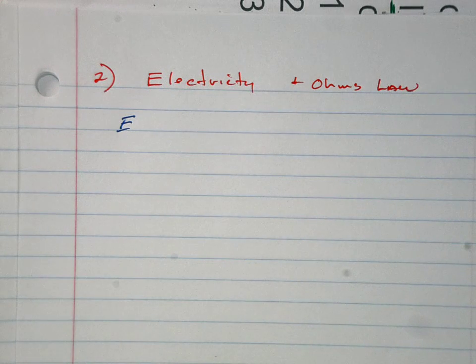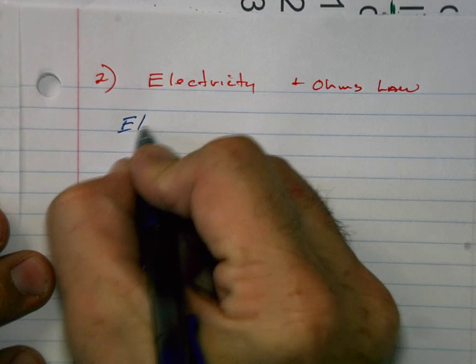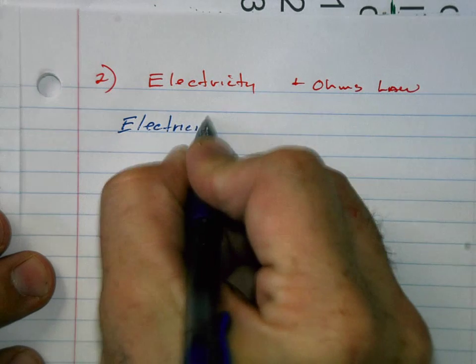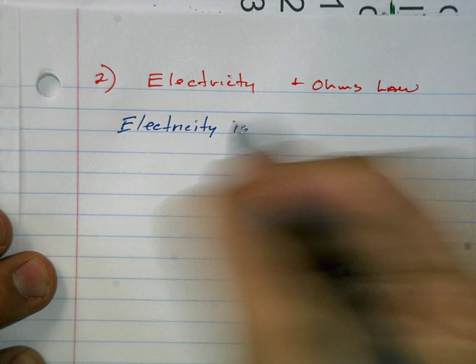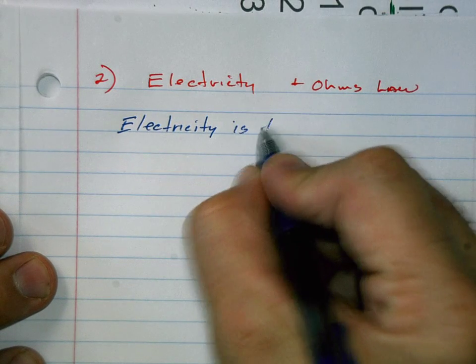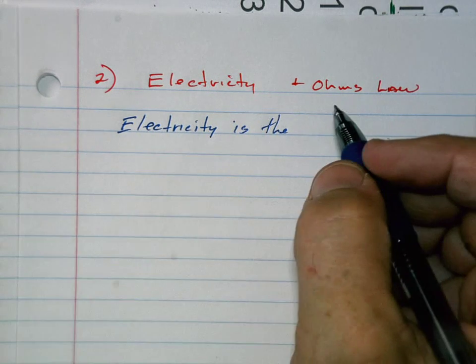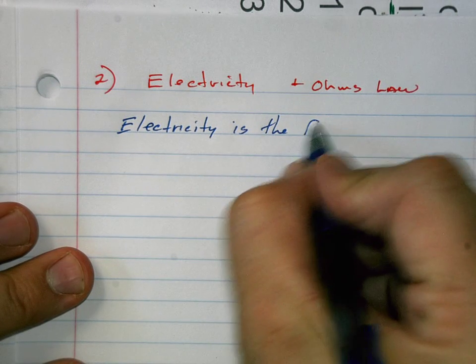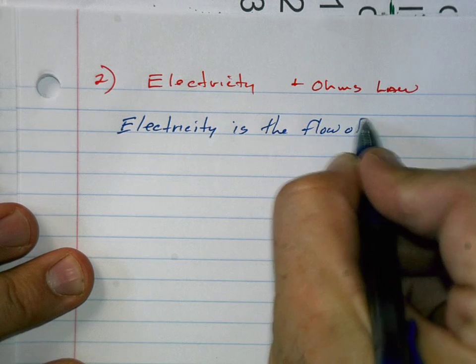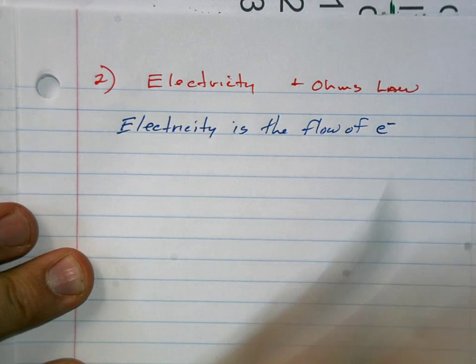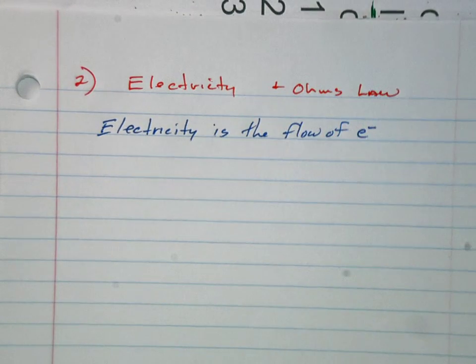All right, so we're doing our notes on electricity and Ohm's law, and we're going to start off here with just a simple definition that electricity is the flow of electrons. Electricity is the flow of electrons, or moving electrons. And I'm going to abbreviate electrons with an E negative right there. You can do that as you wish.